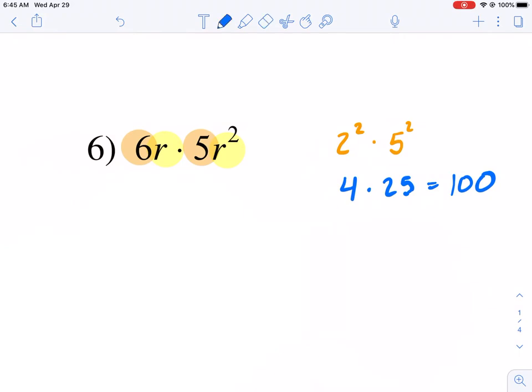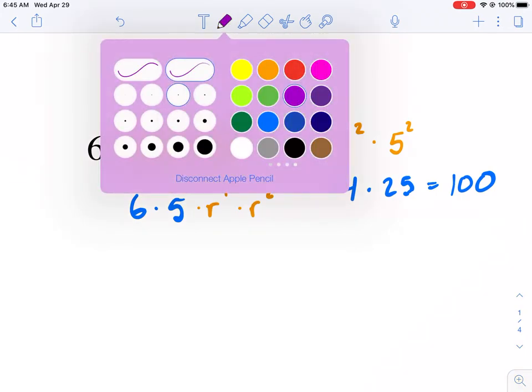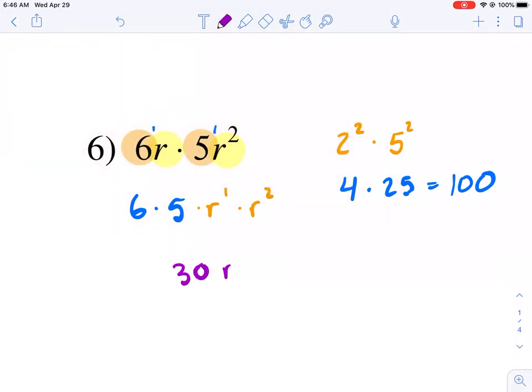In this case, 6 to the first power and 5 to the first power, they're already simplified to 6 and 5. So we can go ahead and multiply those. So we have the r's also that we can multiply. Again, that's r to the first, r squared. So then our final answer is going to be, let's use purple, 30 r to the third. And that's our final answer.